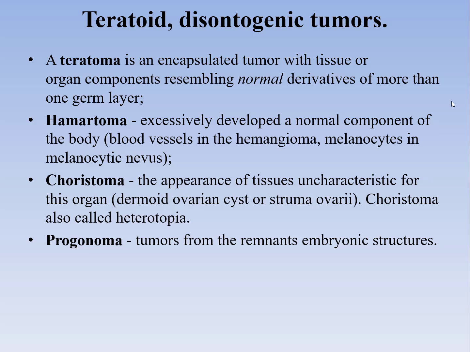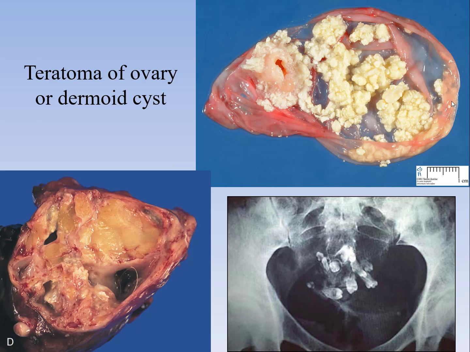Choristoma is also called heterotopia. It's an abnormal location of different tissues. Organoma is a tumor from remnant embryonic structures. Teratoma or dermoid cyst is very often present in the midline of the body. It may be in the coccygeal region, it may be the mediastinum, but more often teratomas localize in the ovary and testis. In the ovary, we name it more often a dermoid cyst.